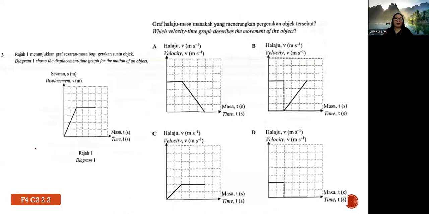Number 3. Diagram 1 shows the displacement time graph for the motion of an object. Which velocity time graph describes the movement of the object? So how do we transform a displacement time graph to a velocity time graph? I always tell students, in motion graphs, if you want to describe the idea clearly, you always relate it with the idea of gradient. So what is the gradient of the displacement time graph? The gradient is actually displacement per unit time, which refers to the idea of velocity.